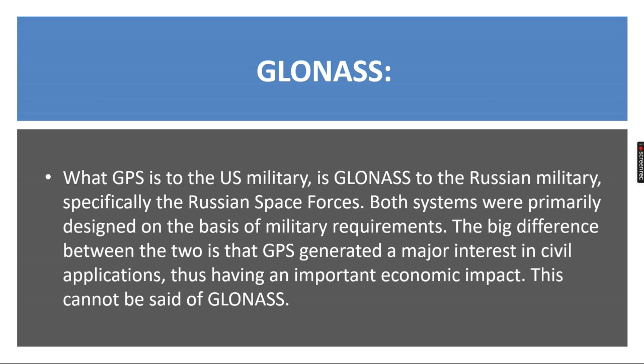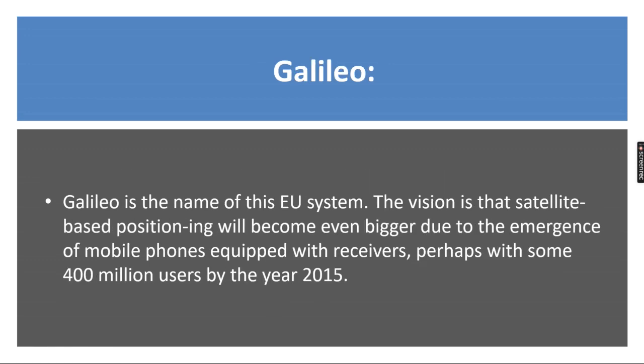Now comes GLONASS. Like GPS, GLONASS was initially used by the Russian military, because during a war or emergency, they wanted to find out the actual position of the troops on the surface of Earth. But later on, the technology became available to the public, and it was used by civilians as well. But definitely, it had only limited capability.